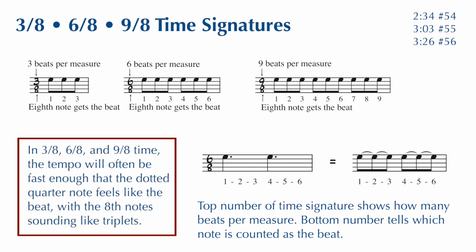As already mentioned, eighth notes are generally grouped in 3s when you're playing in 3/8, 6/8, and 9/8 time. And usually the tempo is going to be quick enough that those notes are going to feel more like triplets than individual beats. So even though the eighth note technically gets the beat, often the dotted quarter note will feel like the actual beat. 1, 2, 3, 4, 5, 6.